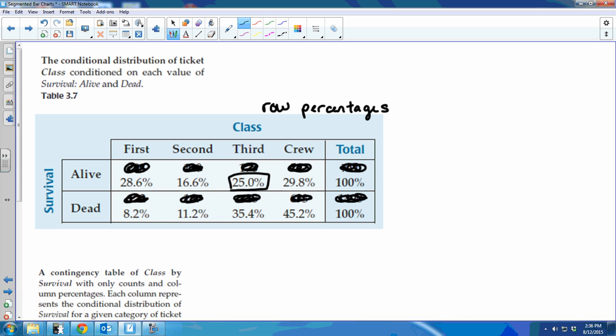You could not answer a question that said, what percent of third class members survived? Because in that question, you have to divide by the total number of third class members, right? So you could figure it out if you had the data values, but if you have this table right here with no data values, just percentages, that 25% is not what you want. That's the wrong percentage, okay? So that's why people are kind of confused. We'll keep talking about that, but row percentages means you divided it down the row.